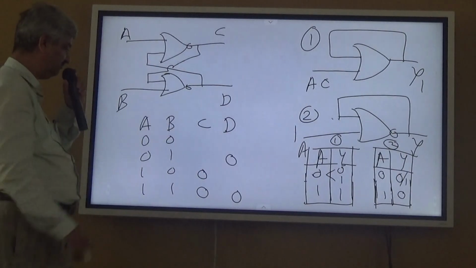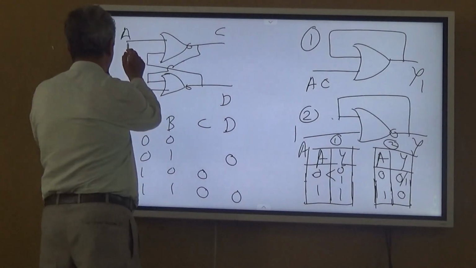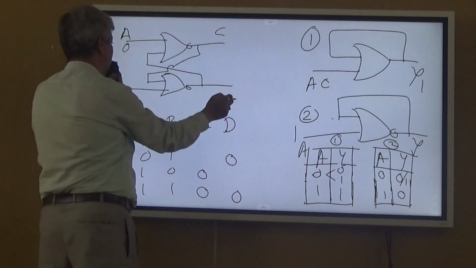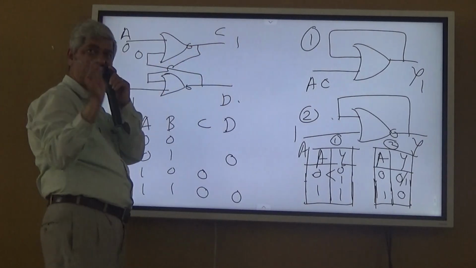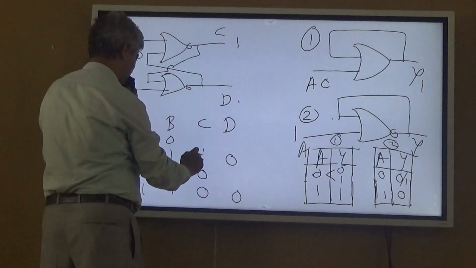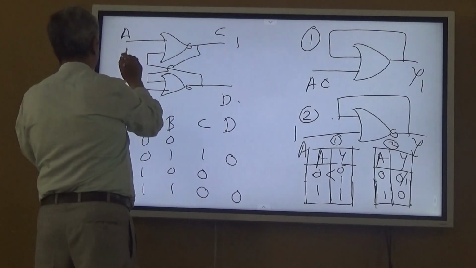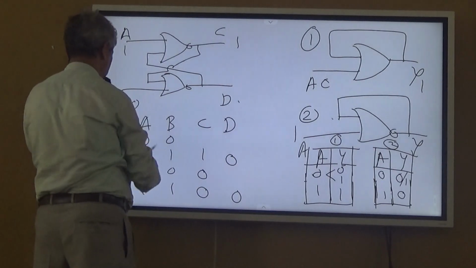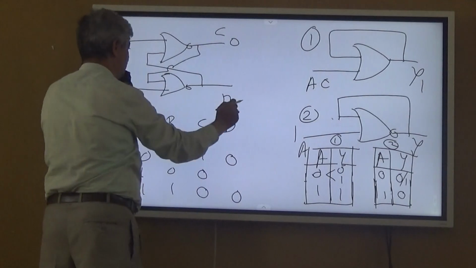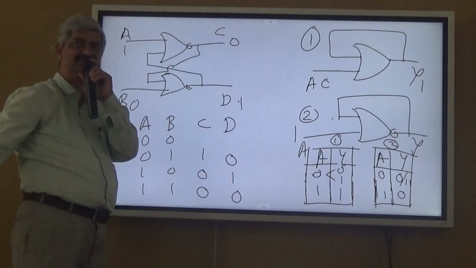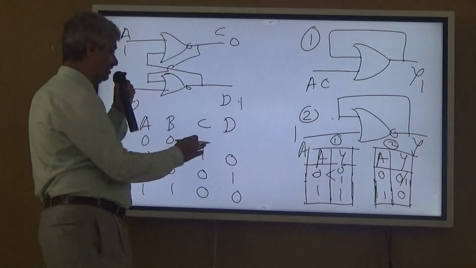And now solve. So solve this: A0, B1, B0 means this 0, 0, 0, 1. This is 1. Solve this: A1, B0, C0, this 0, 0, this D1. Right? Is it okay? Now what is this?